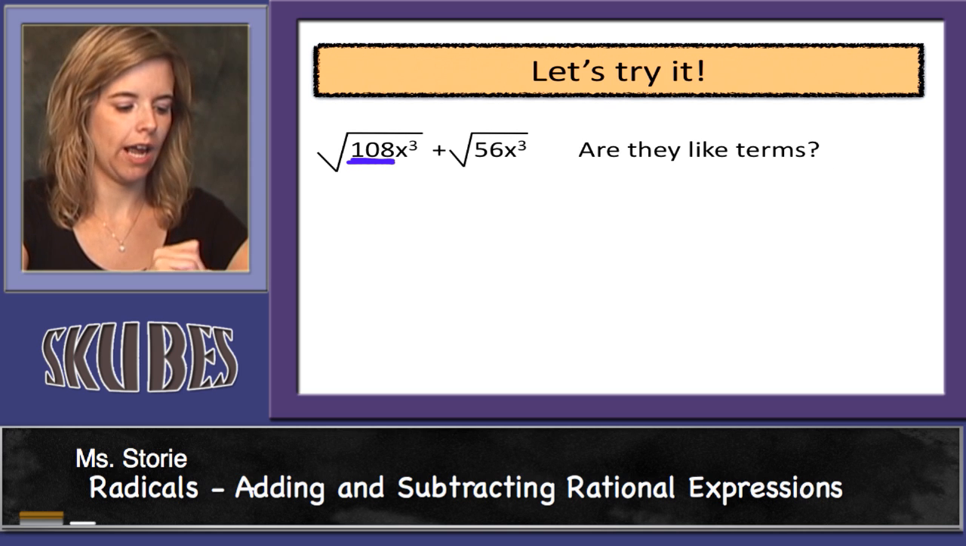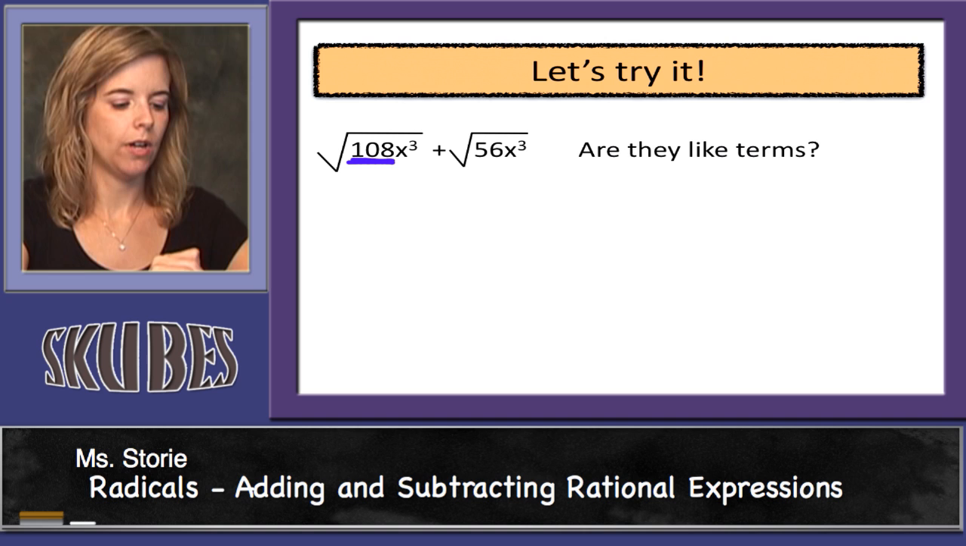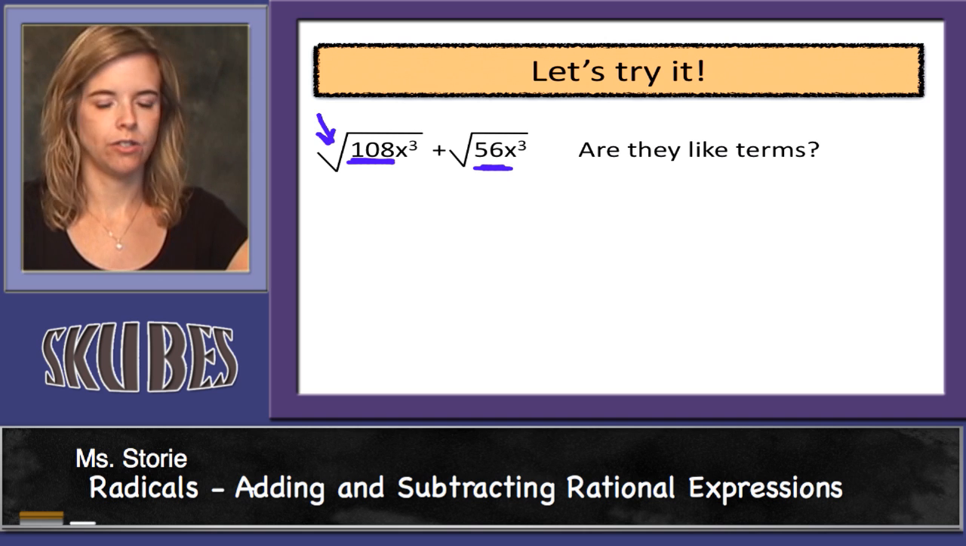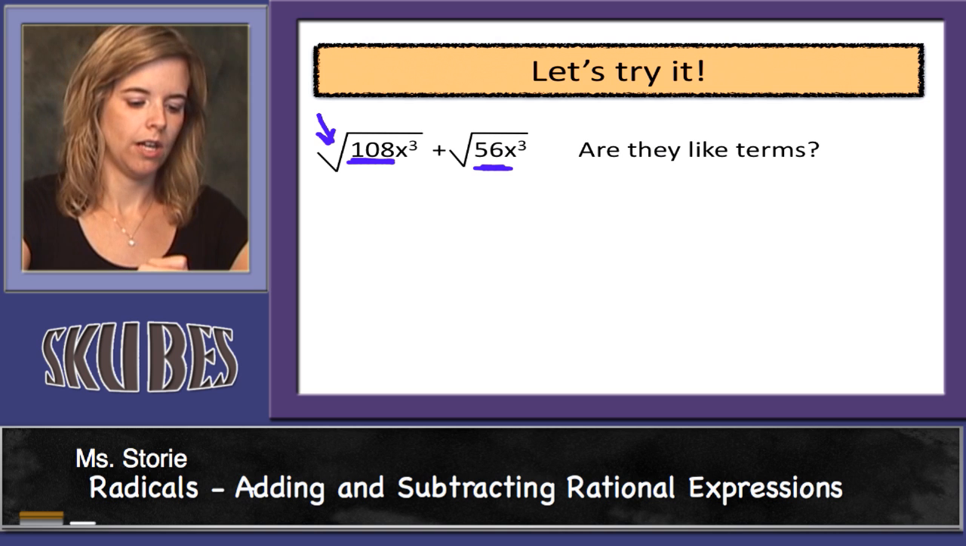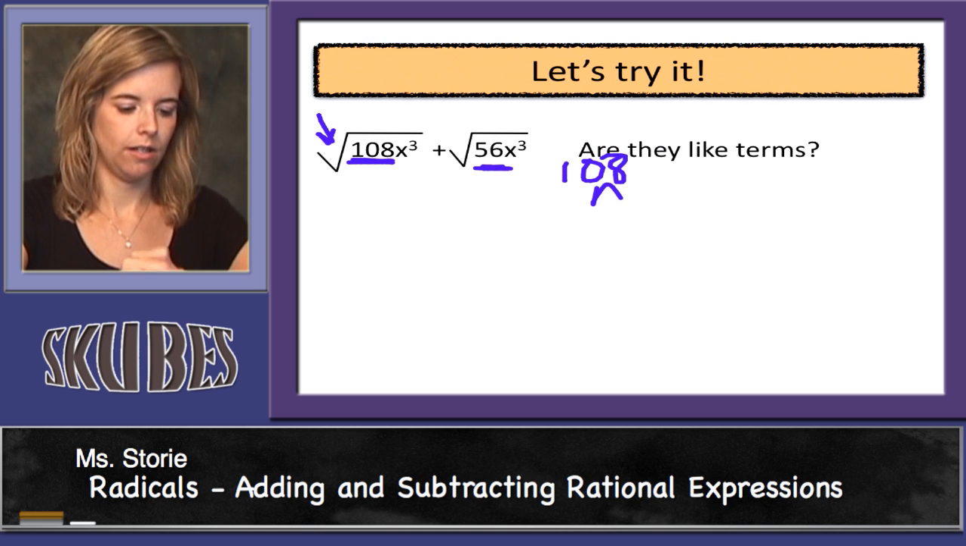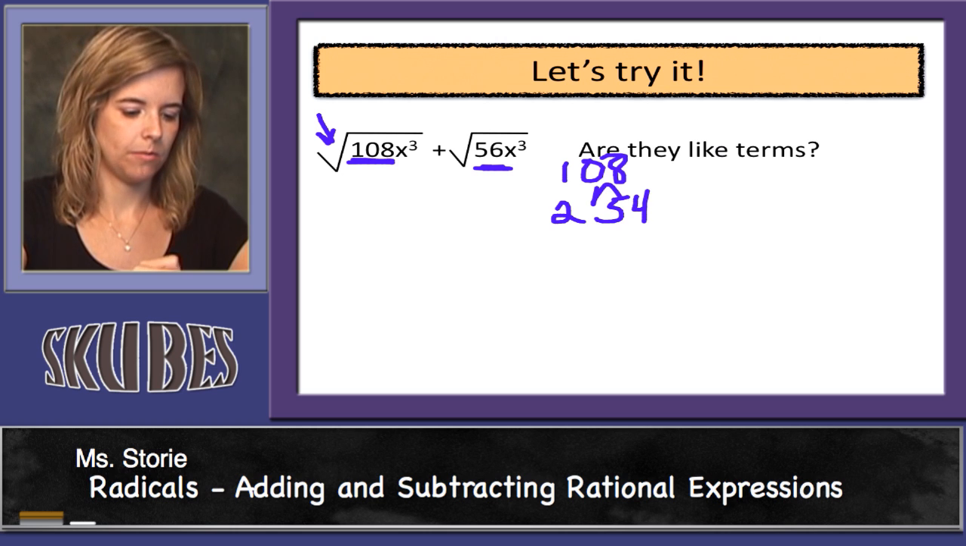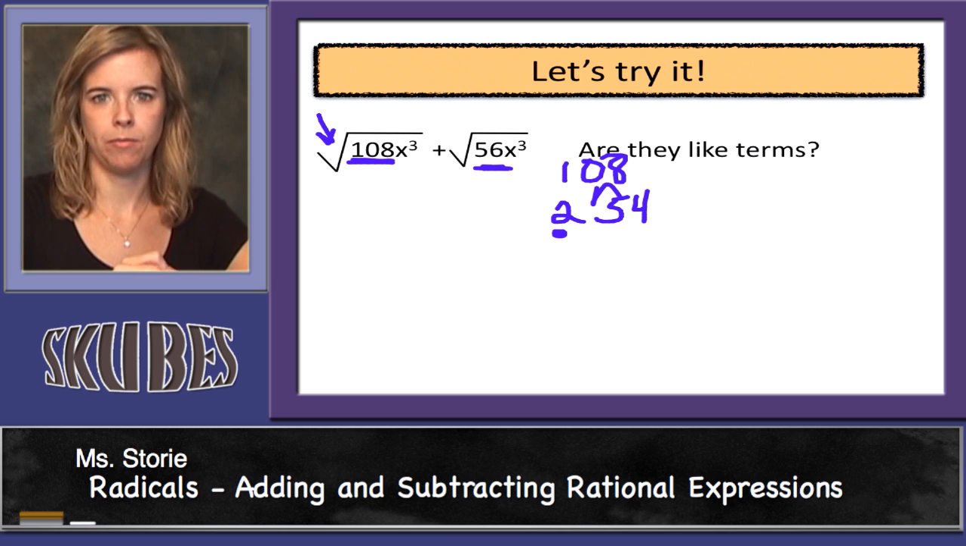First of all, is 108 fully simplified? No. Is 56 fully simplified? No. And because there's no index written here, it's assumed to be 2, so we're looking for pairs. So let's break down 108 into prime numbers. We know that it's going to be 2 going into there, and it's going to be 54 times. 2 is prime, and I like to put a little dot underneath to keep track of my prime numbers.